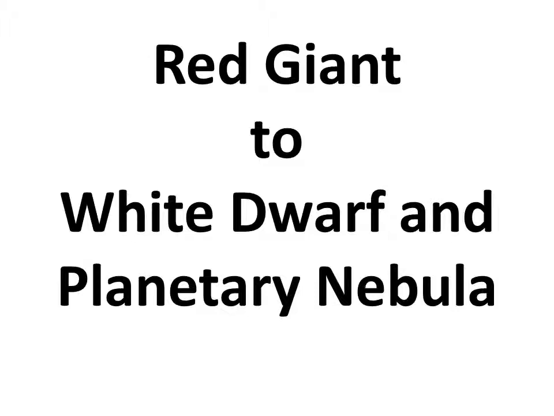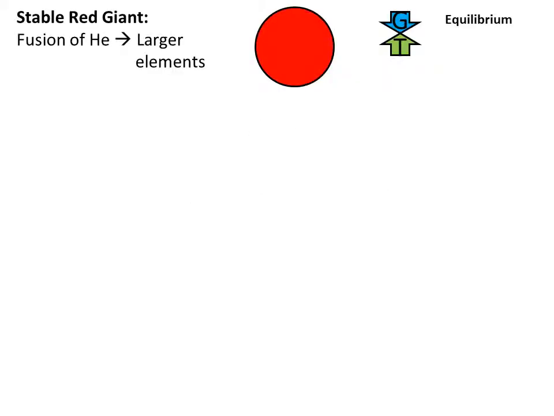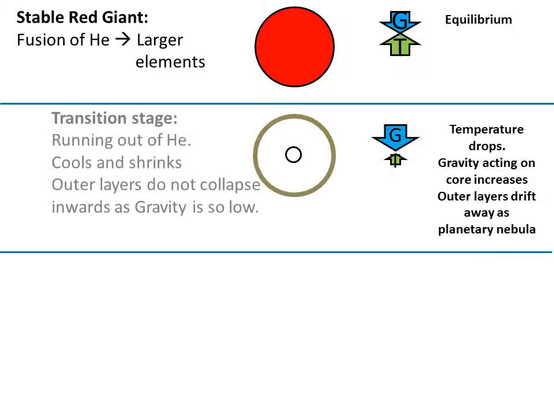Okay, red giant to white dwarf or planetary nebula. We start off with our stable red giant, so we get fusion of helium into the larger elements, and we can see here gravity is small, temperature is low, but again it's an equilibrium. Well, what happens? First of all, it starts to run out of helium, cools and shrinks.